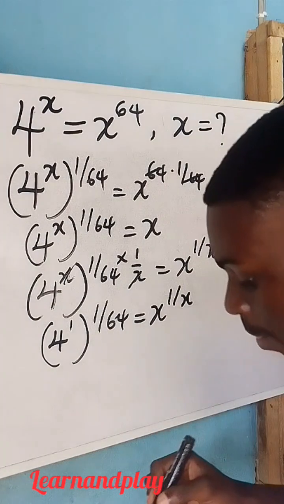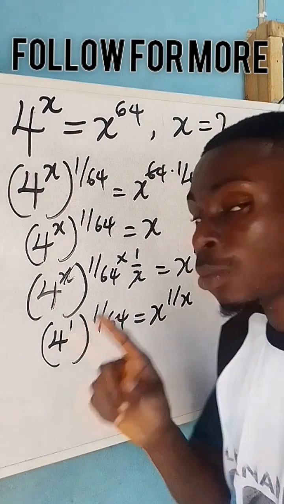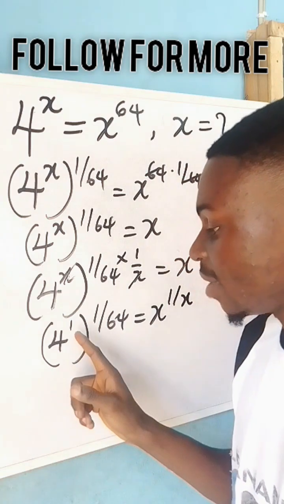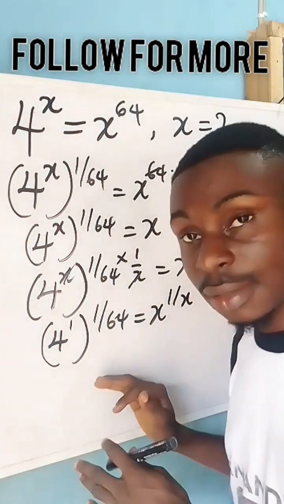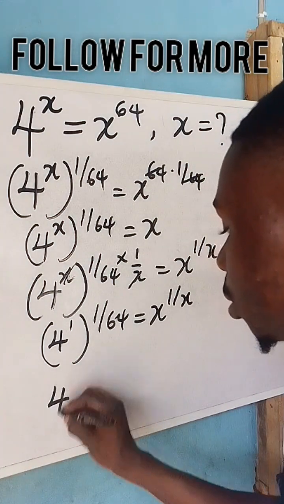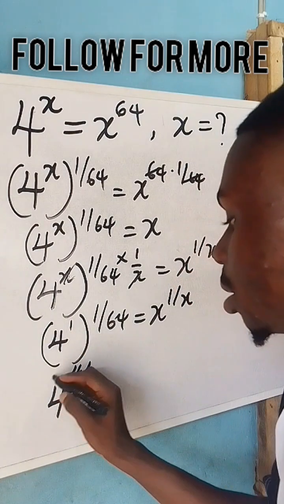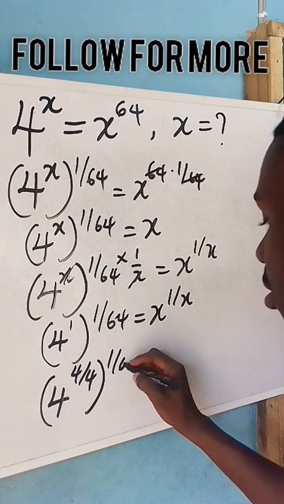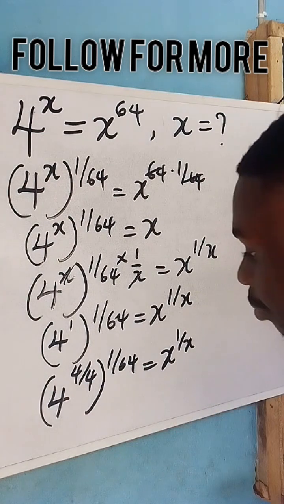Now, remember that I can say let this 1 become 4 over 4. Because 4 over 4 will give me 1, I have done nothing to this equation. It's still what it is. So I can say let 4 to the power of 4 over 4, because 4 over 4 will give me 1, all this still raised to the power of 1 over 64, equal to x to the power of what? 1 over x.